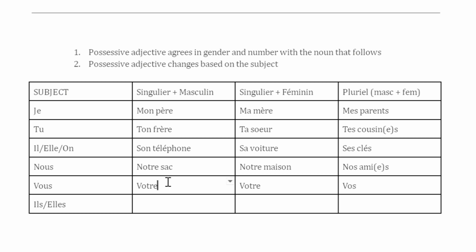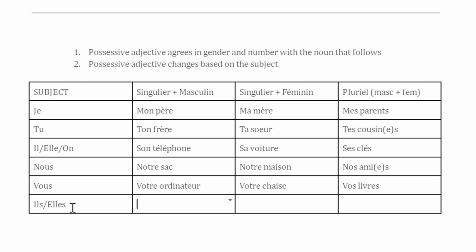So, for example, votre ordinateur, your computer. Votre ordinateur. Feminine, it will be votre chaise, your chair. And plural, it would be vos livres, your books, right? There's multiple ones.